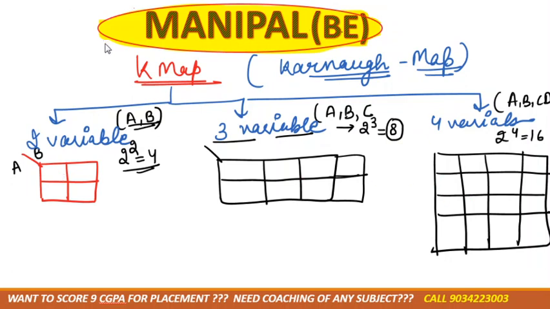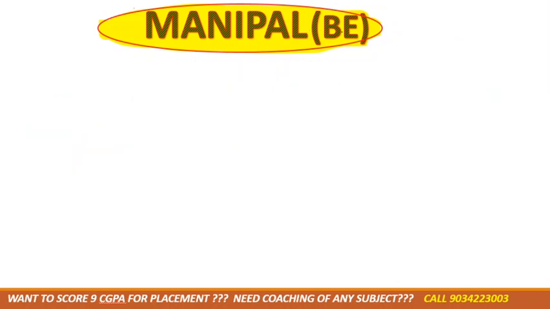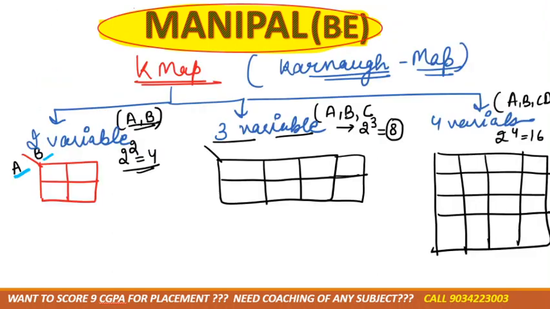Now the next step: it's A and B, right? In this you know that A can be either 0 or 1. Similarly, B is either 0 or 1, right? So we'll write it down like this: 0, 1, 0, 1. Got it?